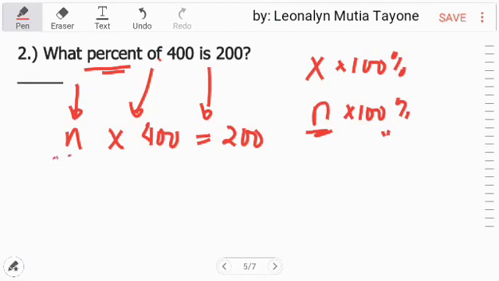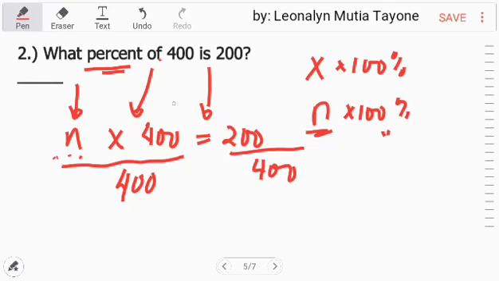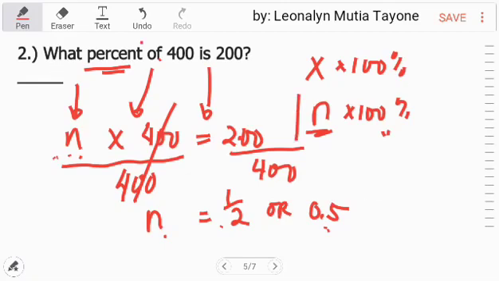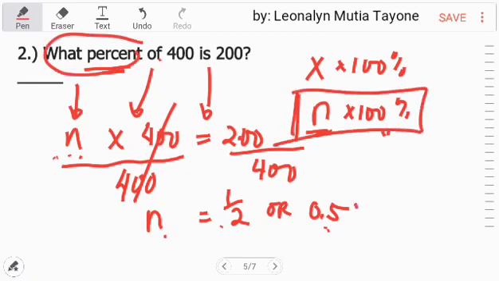Para ma-isolate si n dito, kasi multiplication siya, dapat mag-divide tayo to both sides. Mag-divide tayo ng 400 to both sides para ma-cancel out si 400 dito. Nandito na siya sa kabila: 200 divided by 400, and that is also equivalent to 1/2. N is equivalent to 1/2 or 0.5. Kasi what percent, i-multiply mo ng 100%, and that is 50%.